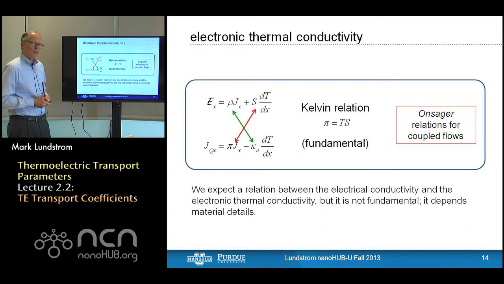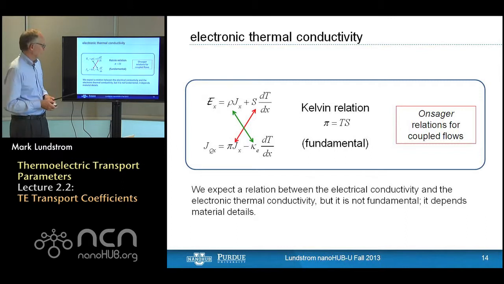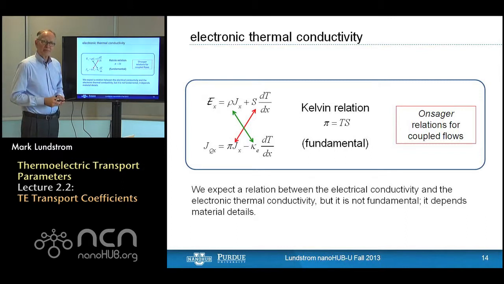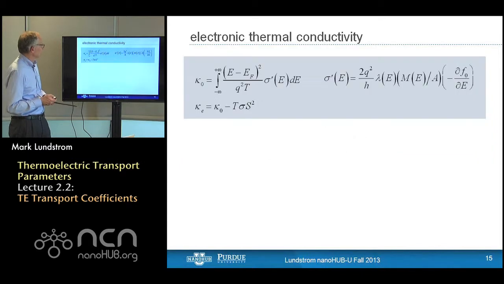Now, there is also a relation that we would expect between the electrical conductivity, 1 over the resistivity, and the electronic thermal conductivity. Since electrons are carrying heat and they're carrying charge, heat flow and charge flow should be intimately related. Now, there is a relation, but it turns out it's not as fundamental as the Kelvin relation. But we expect the higher the electrical conductivity, the higher the thermal conductivity.